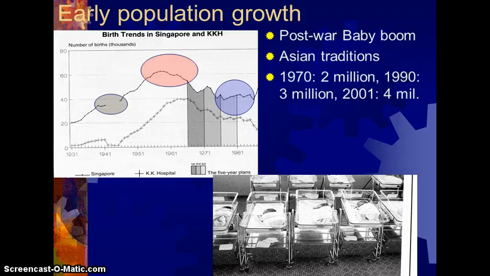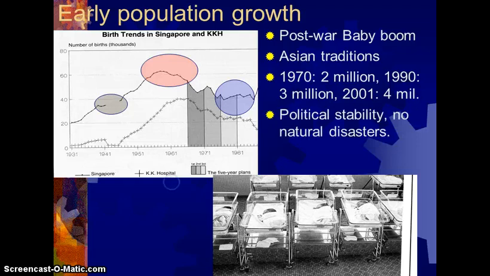In 1970, there were 2 million people. In 1990, there were 3 million, and in 2001, there were 4 million people. All this is mainly due to political stability. We have a good, strong government, and there were no natural disasters like floods, volcanic eruptions or earthquakes. So the population rose very quickly in the 60s and right up to the 70s.